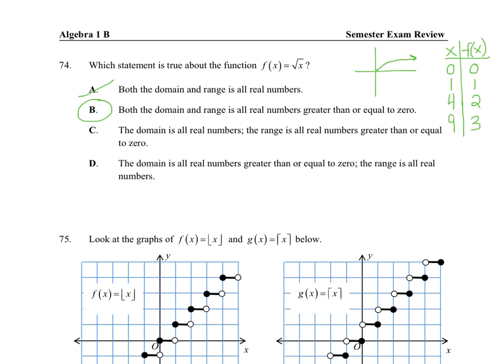However, we should look at C and D just to make sure that we're correct. So C says the domain is all real numbers. The range is all real numbers greater than or equal to 0. Well, we know that this statement right here is false, so it can't be C. Statement D says the domain is all real numbers greater than or equal to 0. That's true. And the range is all real numbers. Well, we know this statement is false, so we know D doesn't work and B is our answer.